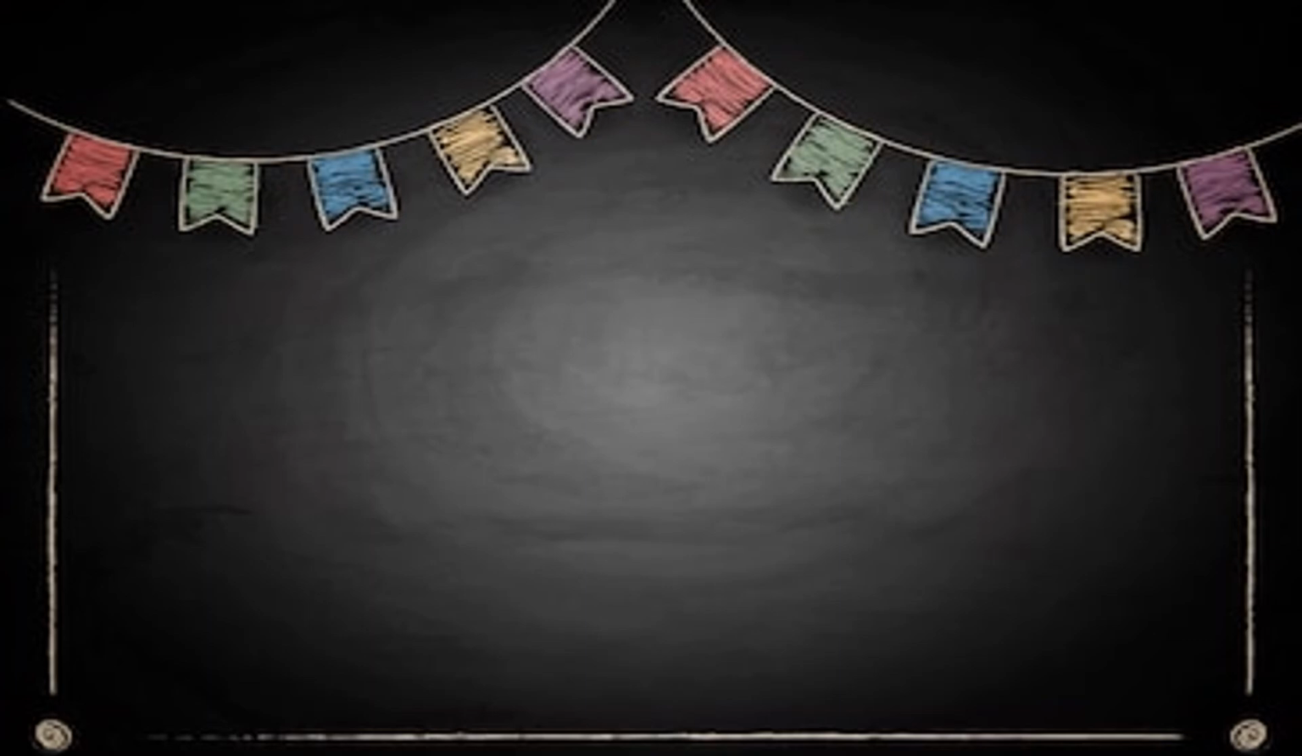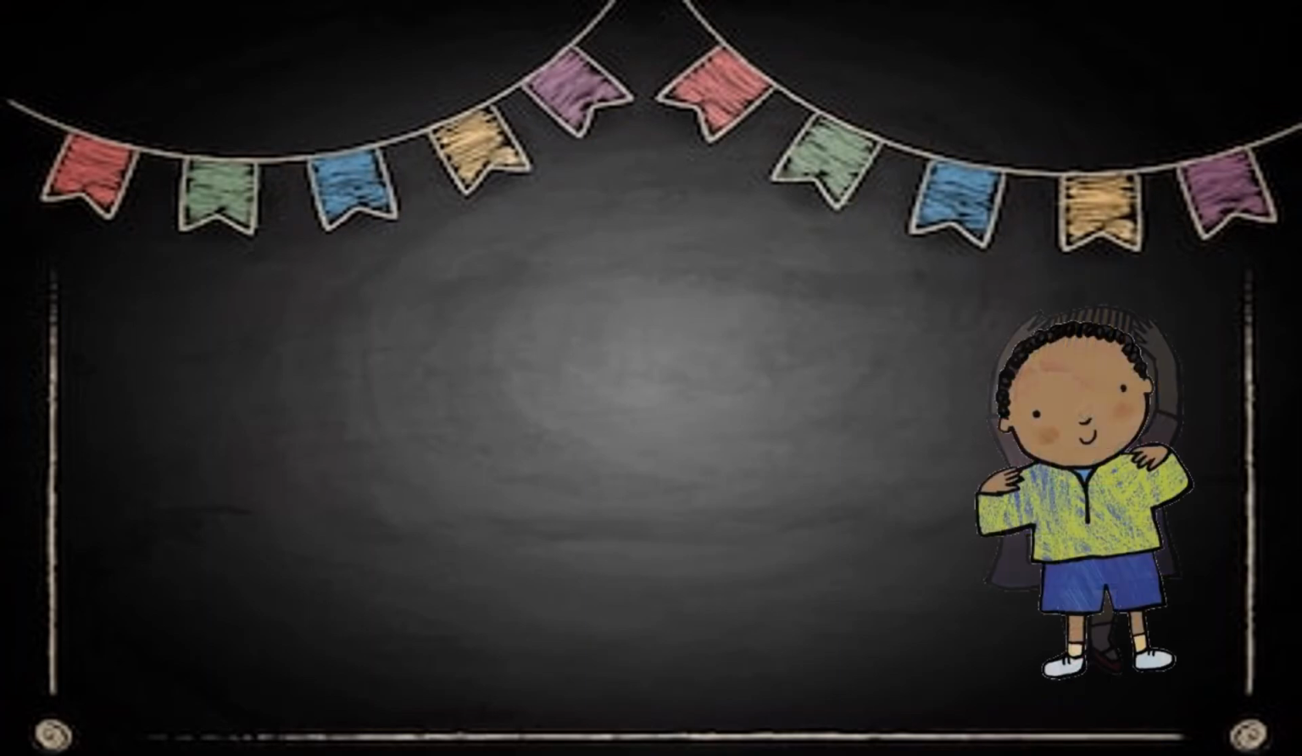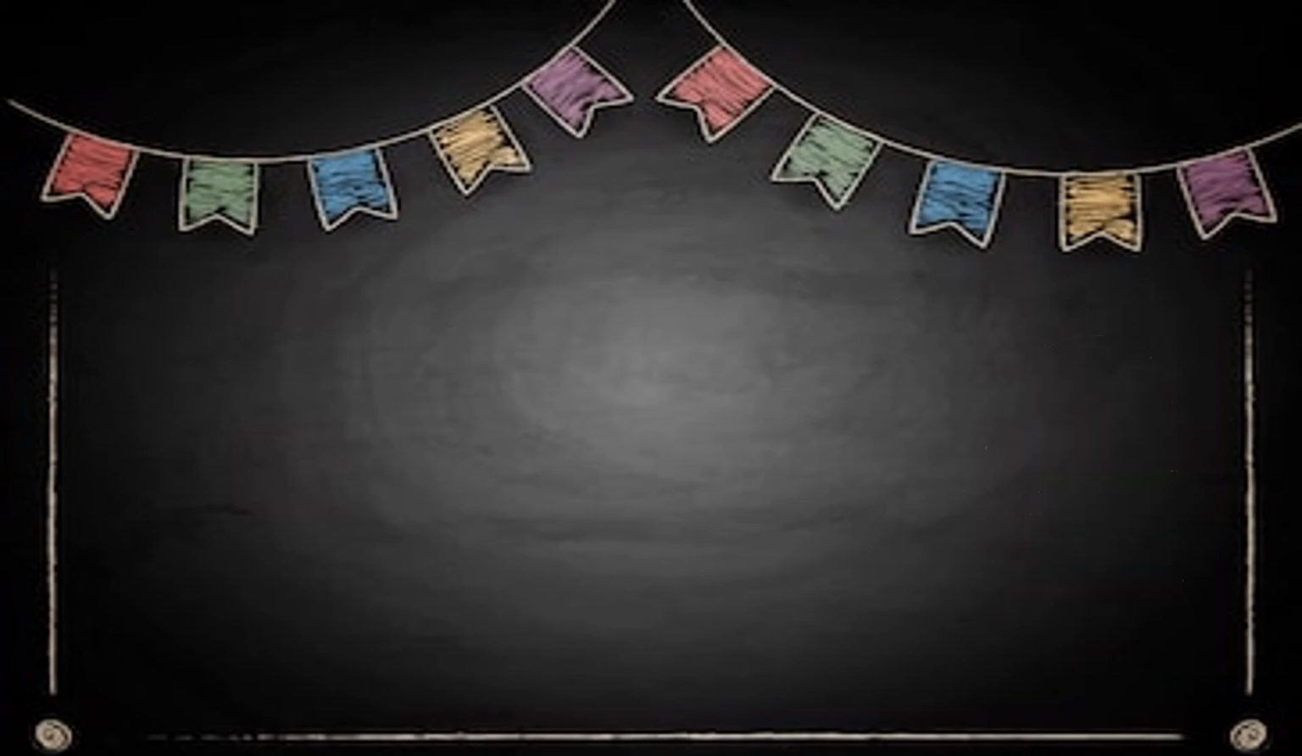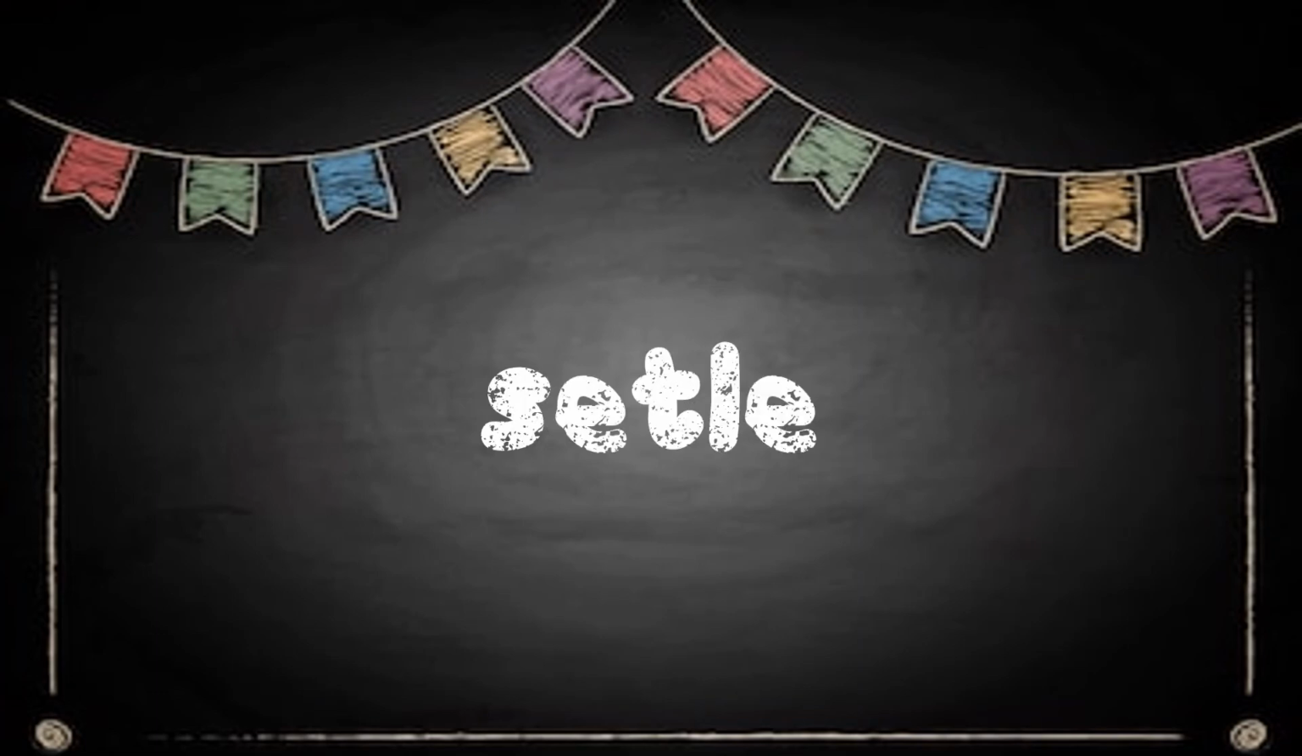Now let's practice spelling a word with our new final stable syllables. Today we're going to practice spelling the word settle. Settle. Let's sound it out using our bodies. S-E-T-L. Let's go ahead and write it out. S-E-T-L. Very good, boys and girls.